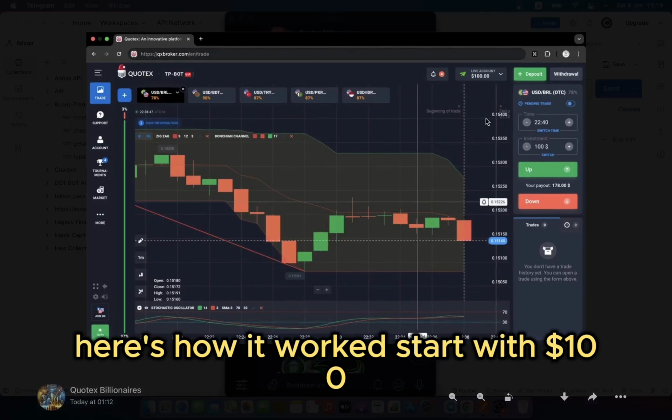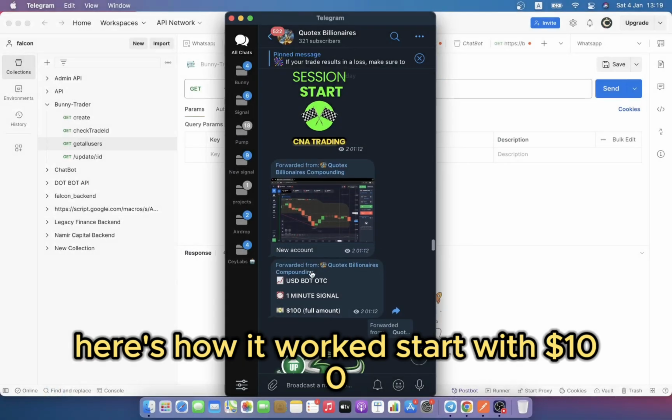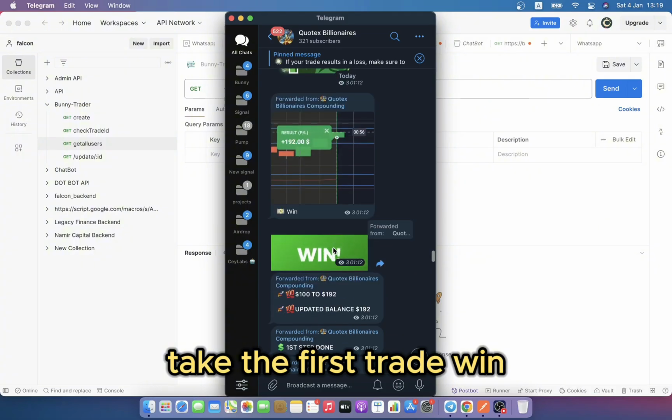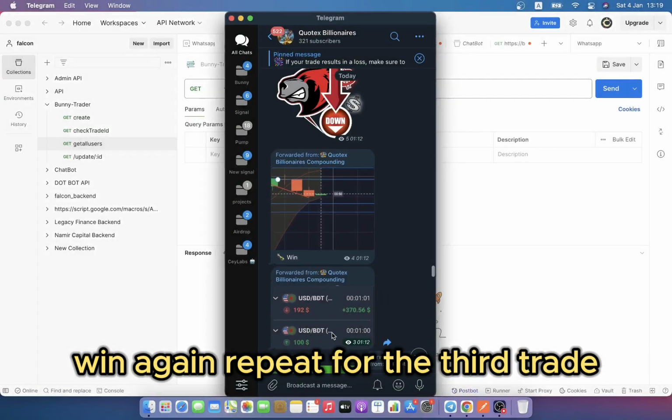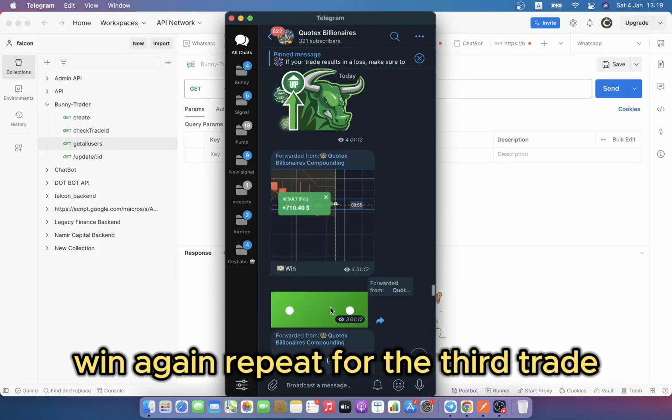Here's how it worked. Start with $100. Take the first trade. Win. Reinvest for the second trade. Win again. Repeat for the third trade.